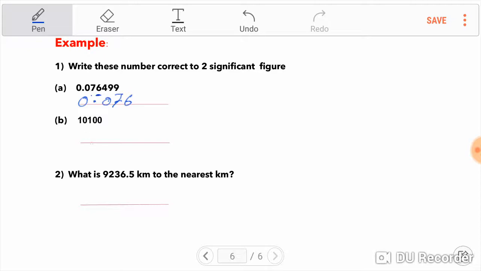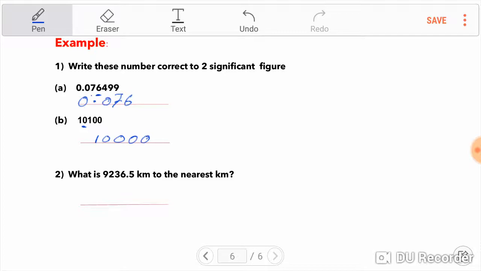Also this one, 10,100. The second significant figure is 0 and the next digit is 1, so this number becomes 10,000.